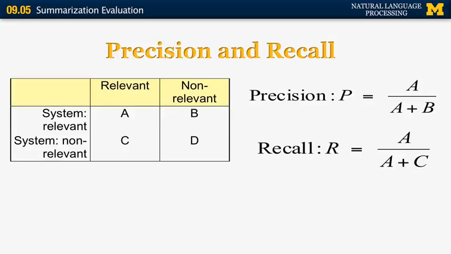This is out of the sentences that were in the gold standard, how many did we pick? And we can also define F or F1, which is the harmonic mean of precision and recall. And the purpose of using F is so that we have a single metric and we don't try to optimize either P or R at the expense of the other one.